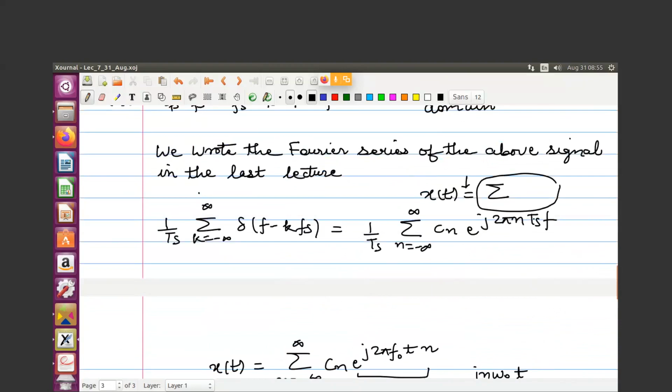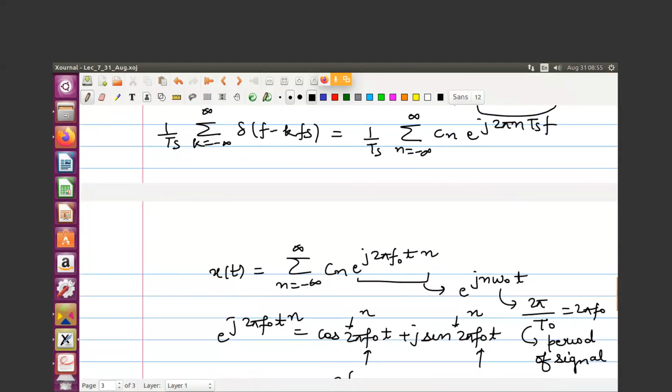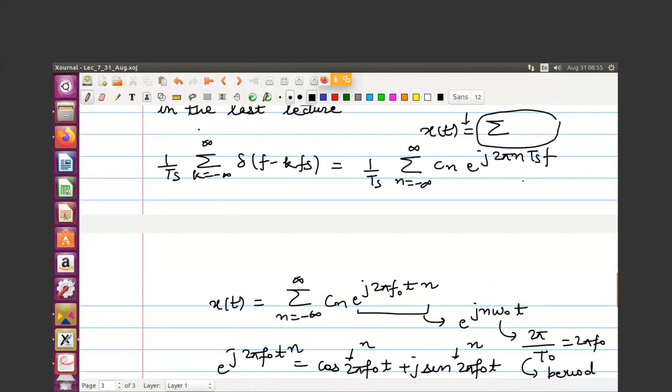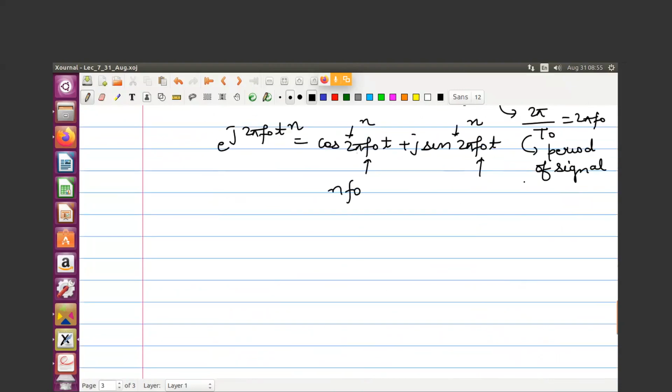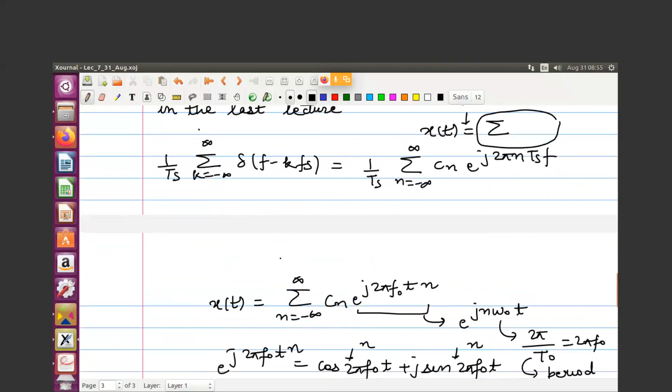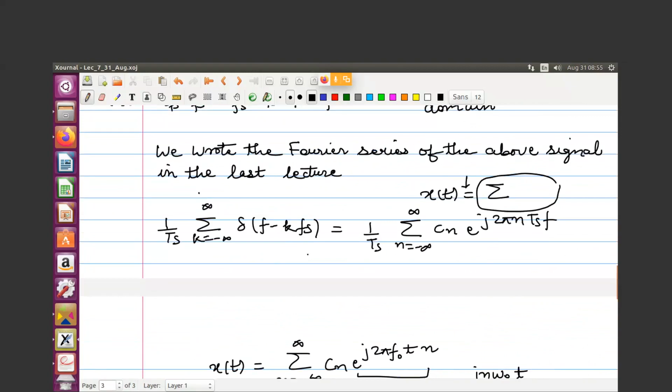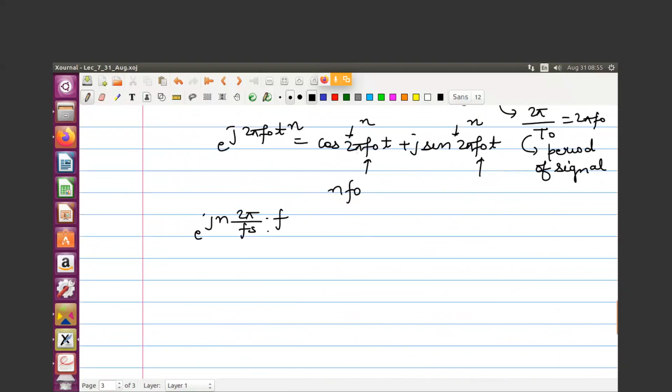But now the problem is that we require complex exponentials which have this property in the frequency domain. So first let us create this. Let us see how it is possible. If I say e raised to the power j n 2 pi by f of s into f is a complex exponential in the frequency domain, here you will feel this f of s is nothing but this. So you will wonder what sort of signal it is.